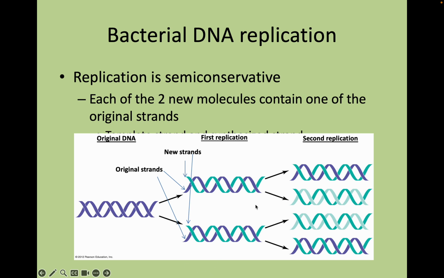If that first cell divides again, so the original cell divides to make 2 daughter cells. If those 2 daughter cells divide, then we see that the replication is semi-conservative again. So we still have the original blue copies. Some cells will get one of the teal ones, and there will have to be some new replication of these lighter teal colors. But there's always one copy that's already made that's used as a template to make the complementary strand.